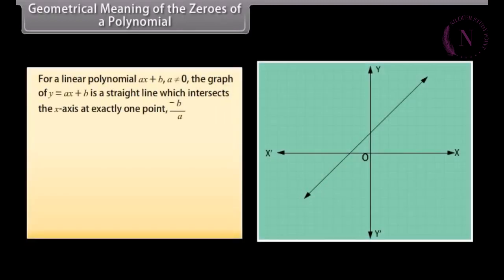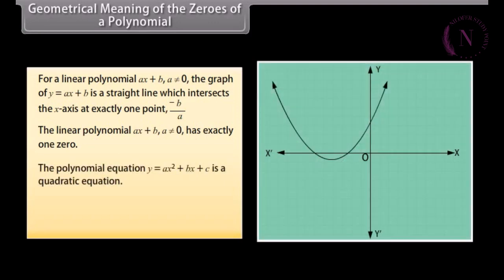Geometrical meaning of the zeros of a polynomial. For a linear polynomial ax + b, a is not equal to 0, the graph of y = ax + b is a straight line which intersects the x-axis at exactly one point, -b/a. Therefore, the linear polynomial ax + b, a is not equal to 0, has exactly one zero. The polynomial equation y = ax² + bx + c is a quadratic equation. The graph of a quadratic equation is a parabolic curve.